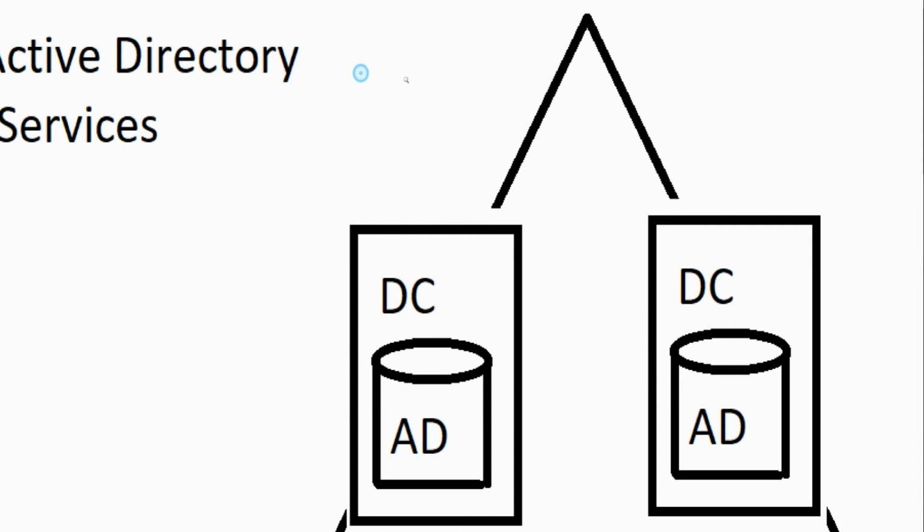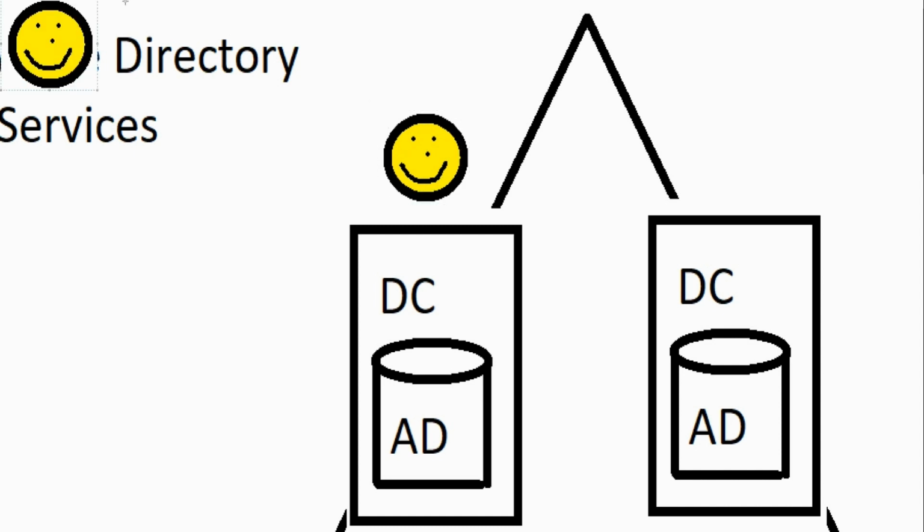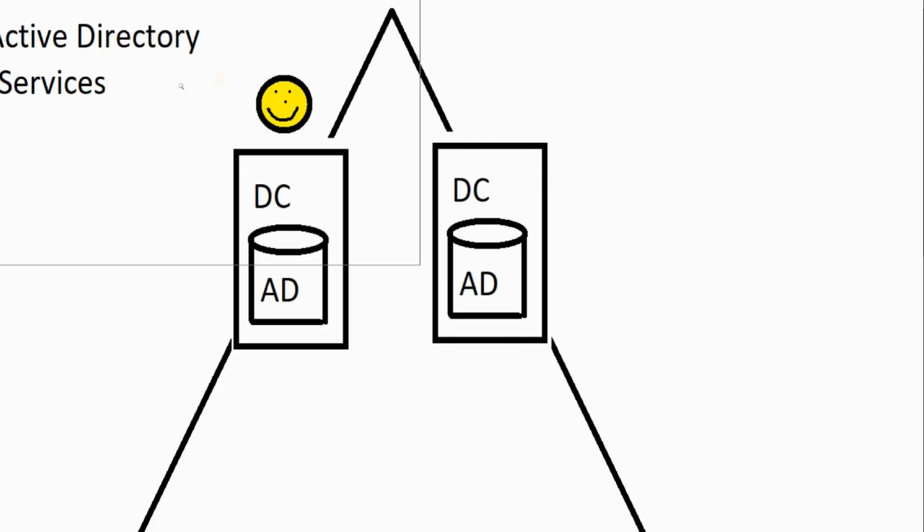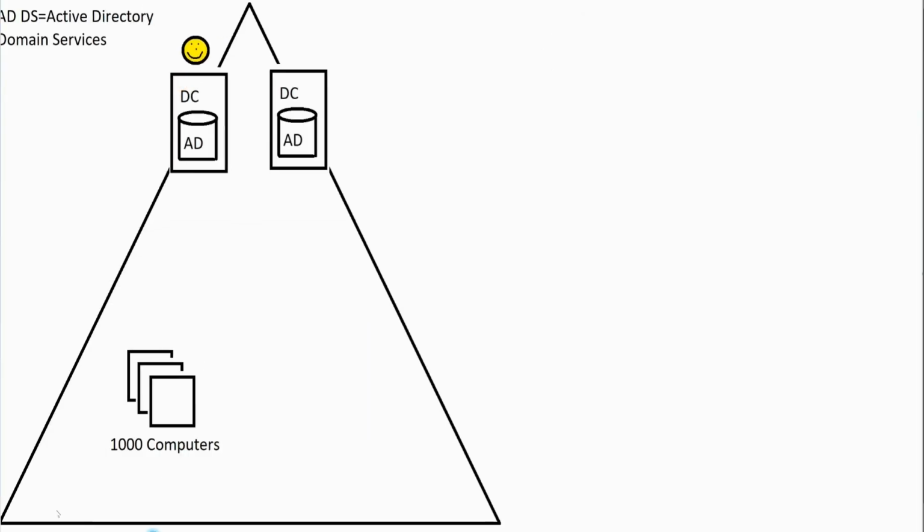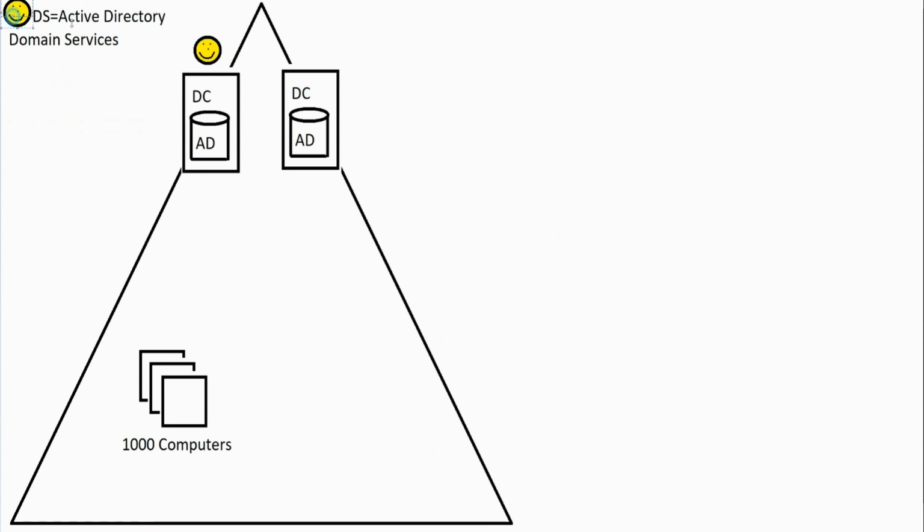So, for example, I'm going to make a little smiley face guy here, and this little smiley face guy is going to represent my user. So we create a user account on a domain controller. Now, the interesting thing about domain controllers is that they replicate. So everything you do on one will replicate over to the other. So if I create a user account on that first one, replication is going to occur between both of them. And this little arrow I'm going to make here is going to represent replication.